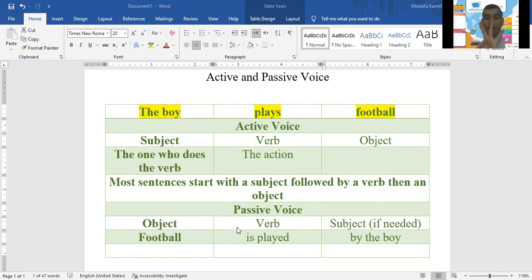Mu'adh, we did three things. Can you please repeat them? What are they? First thing is? The object. Yes, we switched the objective, the object, sorry, the object and the subject, right? Yes, very good. This is one. Two.